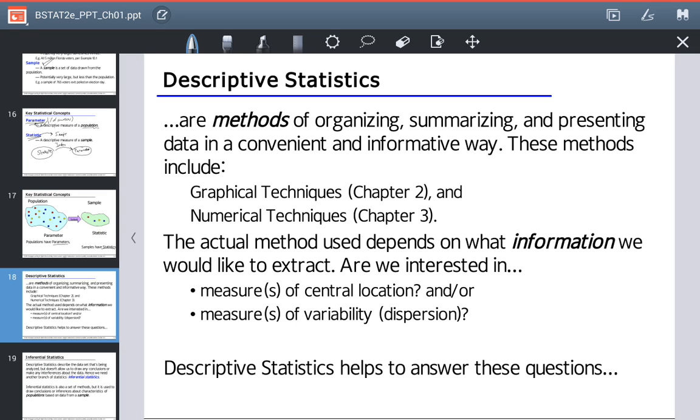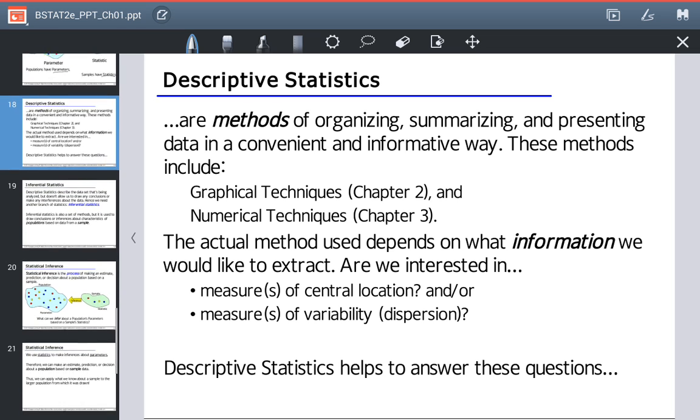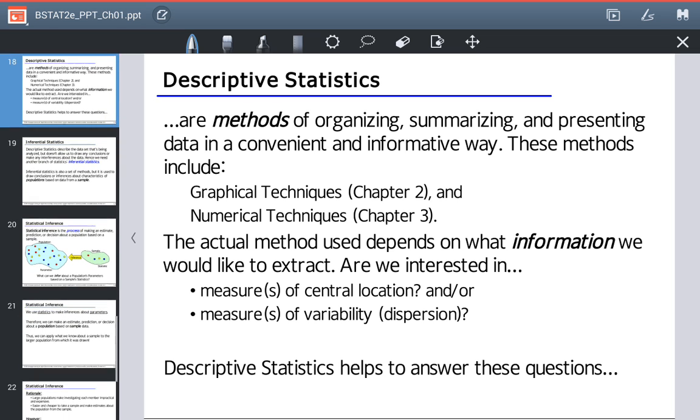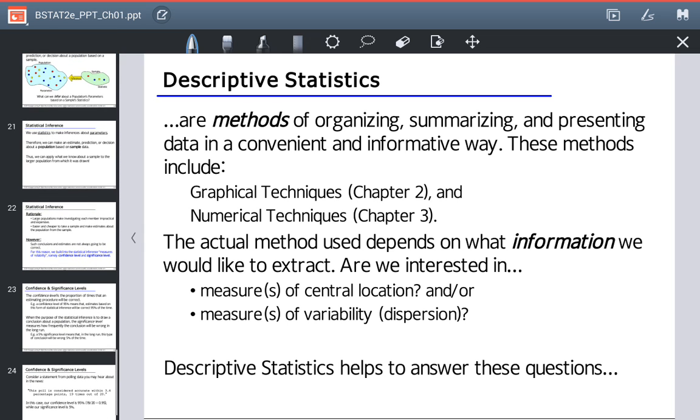In chapter 2 we'll talk about graphical techniques, and this will be the next video. We'll talk about the bar graph and histogram, and in chapter 3 we'll talk about the numerical techniques: mean, median, mode. I will see you in the next class, or the next video, and we'll talk about these techniques in detail.